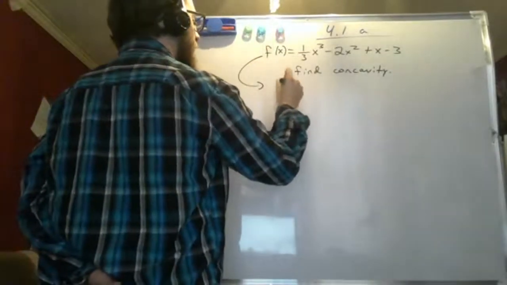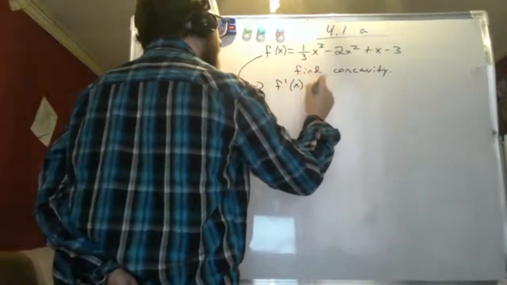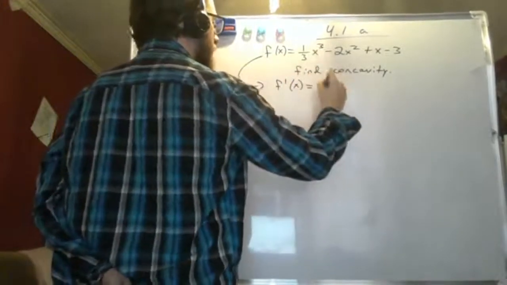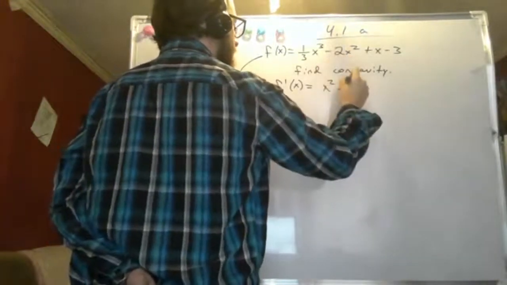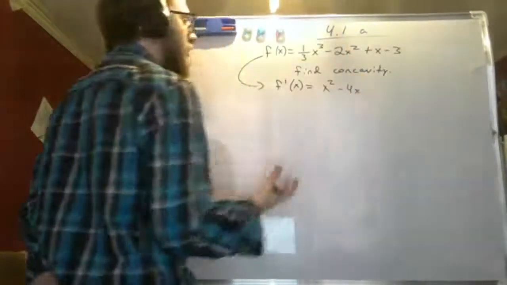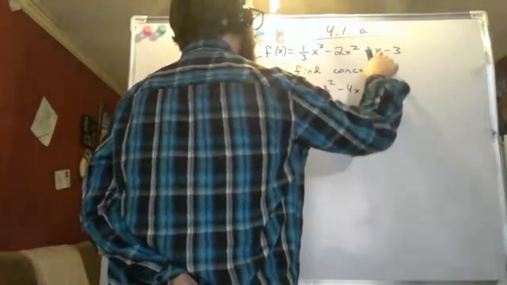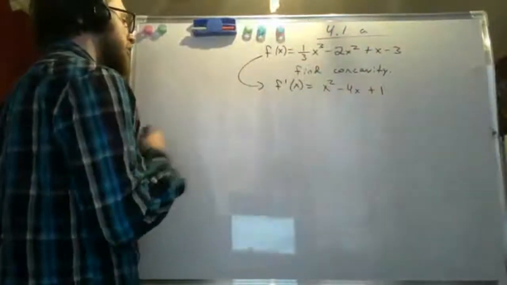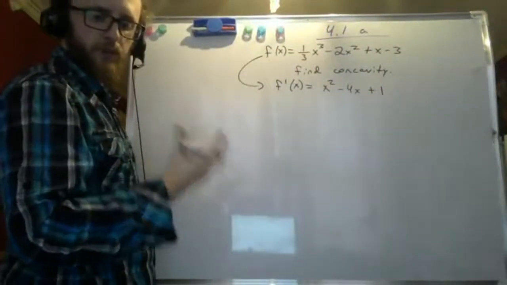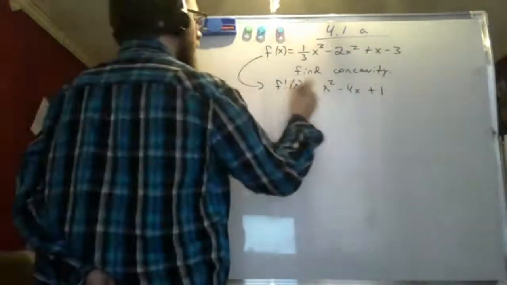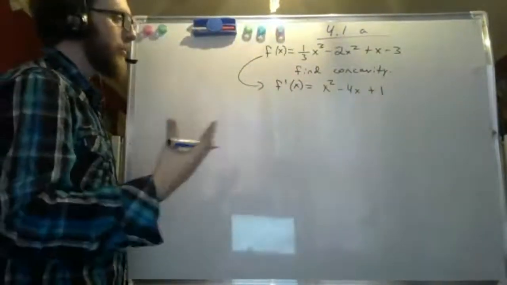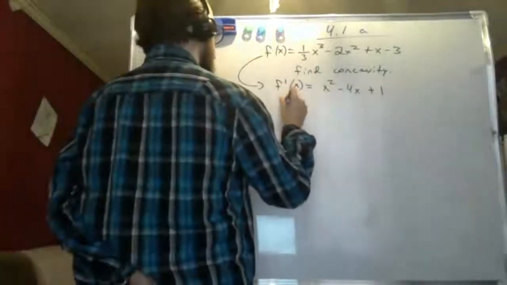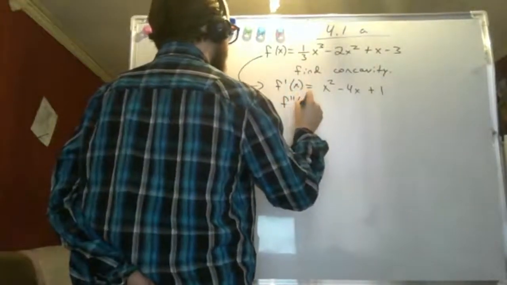So we take our first derivative. f prime of x is equal to 3 times a third is 1, so we have x squared minus 2 times 2 is 4, power decreases by 1, we have 4x plus the derivative of x is just 1. There's our first derivative. Now, what else does this tell us? Well, if we were to set this equal to 0, then we could find our critical points. But at the moment, we're not trying to find our critical points. So we're going to go ahead and take our second derivative.